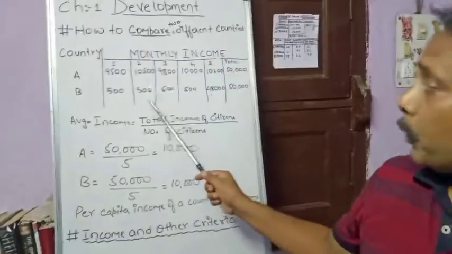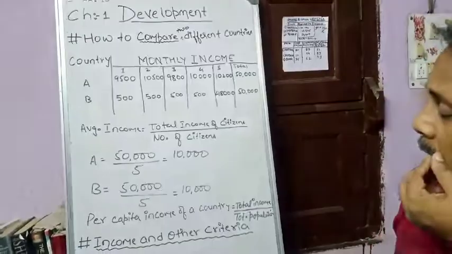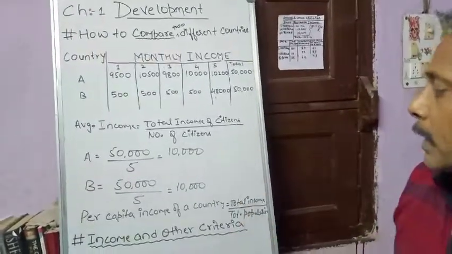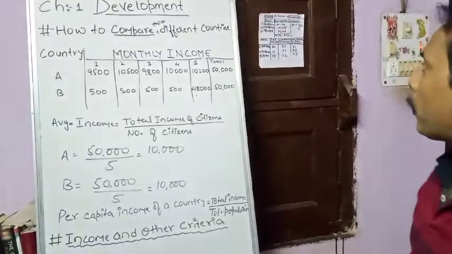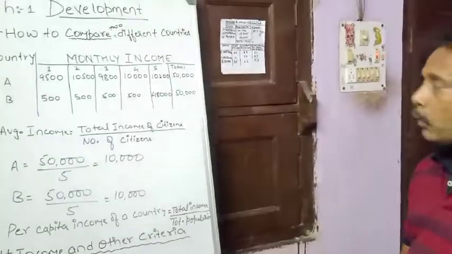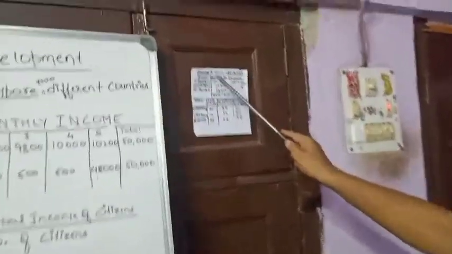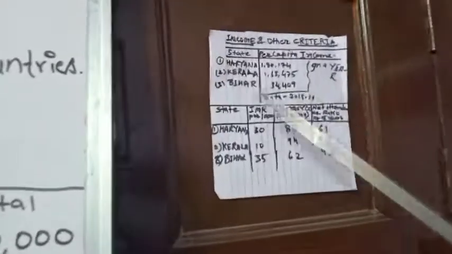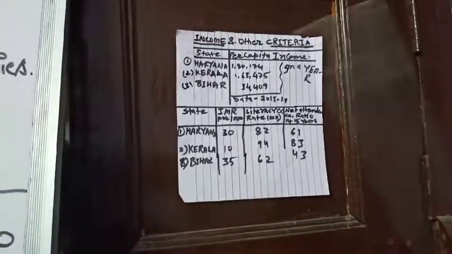So I told you that country B is not suitable. On that basis, I want to explain income and other criteria is also important. Here I have taken the example from your book and that your table. So income and other criteria means there are 3 states. One is Haryana, next one is Kerala, next one is Bihar.